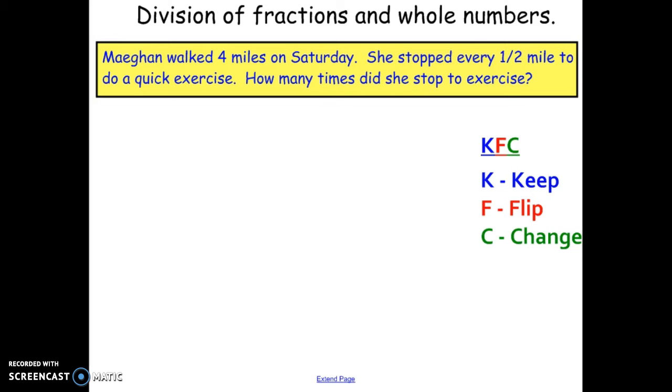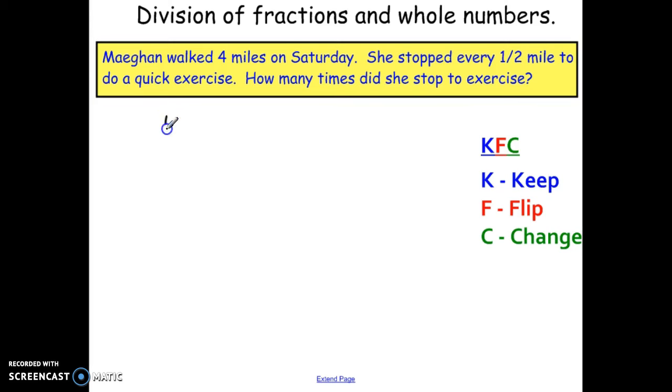Our first question here is, Megan walked 4 miles on Saturday. She stopped every 1/2 mile to do a quick exercise. How many times did she stop to exercise? Well, really what we want to figure out here is how many 1/2 miles are there in 4 miles? So how many times did she actually stop? So we know this is a division problem.